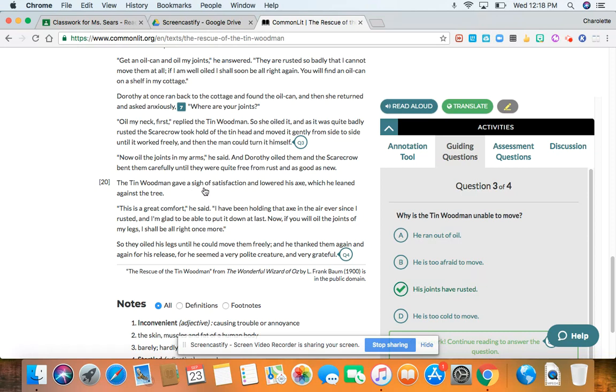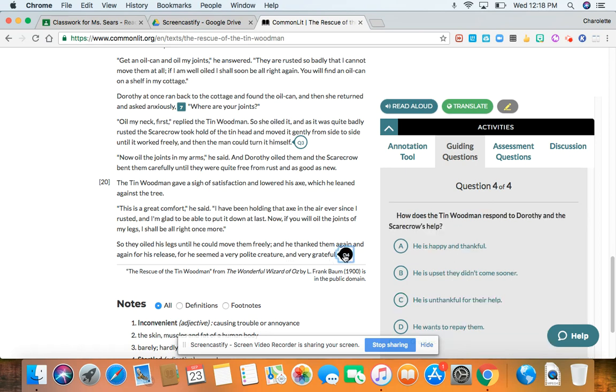The Tin Man gave a sigh of satisfaction and lowered his axe, which he leaned against the tree. "This is a great comfort," he said. "I've been holding that axe in the air ever since I rusted, and I'm glad to be able to put it down at last. Now, if you will oil the joints of my legs, I shall be all right once more." So they oiled his legs until he could move them freely, and he thanked them again and again for his release, for he seemed a very polite creature and very grateful.